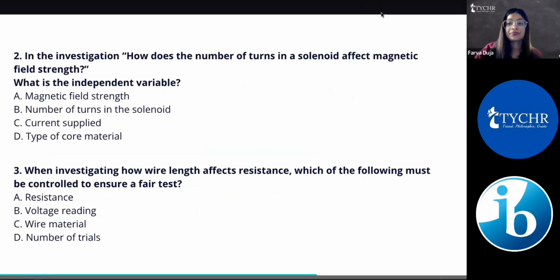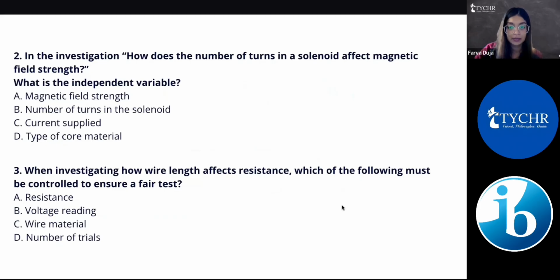Number two. Okay, number two, we have already looked at independent and dependent variables quite a bit. Let's do number three, question number three.